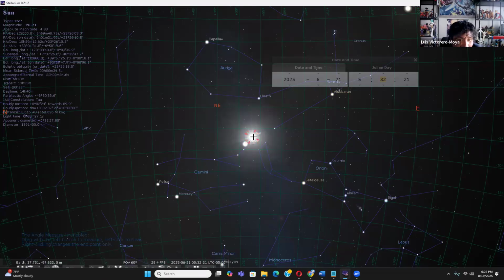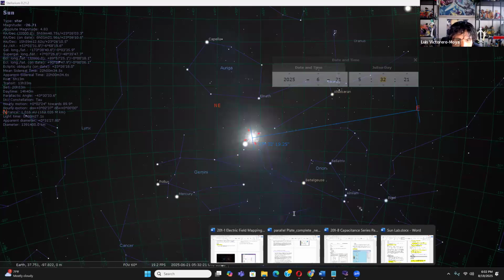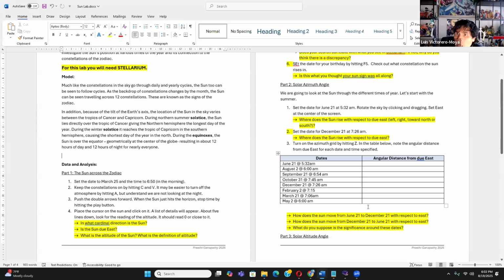So you technically don't need the grid lines. You can use that, but it's now 37 degrees. Yeah, 90 minus 53, so there you are, right? So you can use that, and you can fill in this table, the angular distance, basically. And then you can answer, how does the sun move? You can say that it goes to the southeast, to the northeast, right? So this is just based on this angular distance. This is not difficult at all, okay?